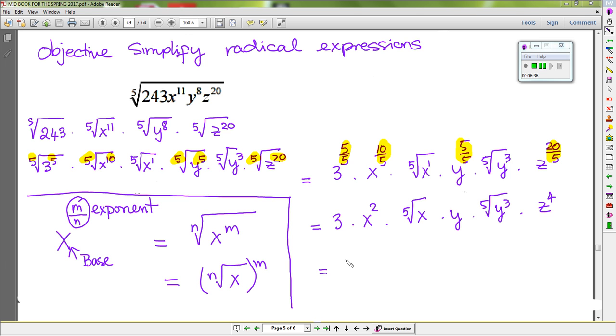So now I'm going to bring all of the terms, or all of the monomials, that are not in the 5th root out. So we have 3 x squared y z to the 4 and the 5th root. Now all of the terms inside our radical, we call these the radicands. We can put them under one 5th root, so we have x times y to the power 3. Okay, so this will be the answer for the given expression after we simplify.